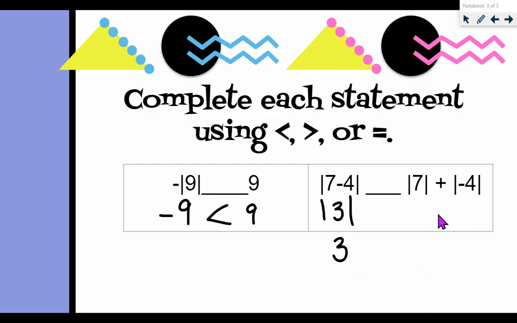So now let's look at our other side. We have just a 7 inside the absolute value, so let's think about that. The absolute value of 7 is 7. We're going to bring our plus down. The absolute value of negative 4 is positive 4. So then 7 plus 4 gives us 11. And then if we're thinking about which one of these are bigger, they're both positives. And so 11 is bigger than 3. So again, 3 less than 11. Okay, so make sure you're solving each side before you're putting in your symbols.